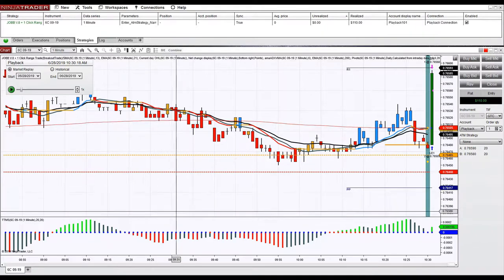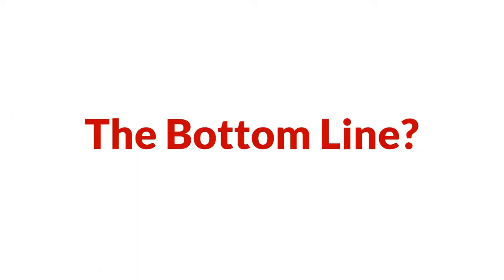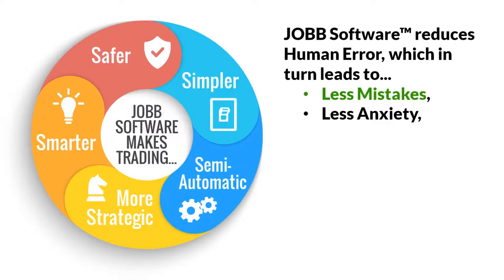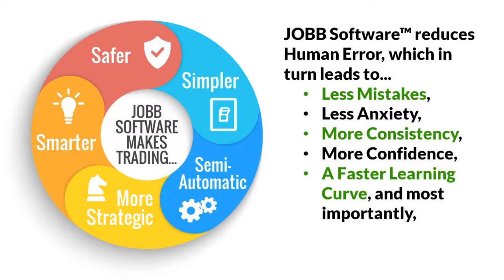Once again, trading safer by testing and simulation. It looks and feels the same as live trading, but you're not risking anything to learn how to use the software and learn how to make money. The bottom line: JOBB software reduces human error, which in turn leads to fewer mistakes, less anxiety, more consistency, more confidence, a faster learning curve, and most importantly, better results.